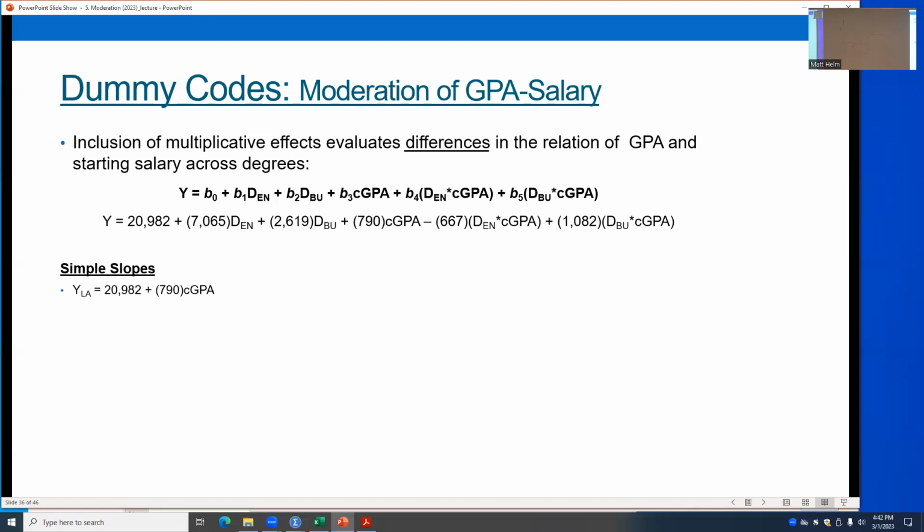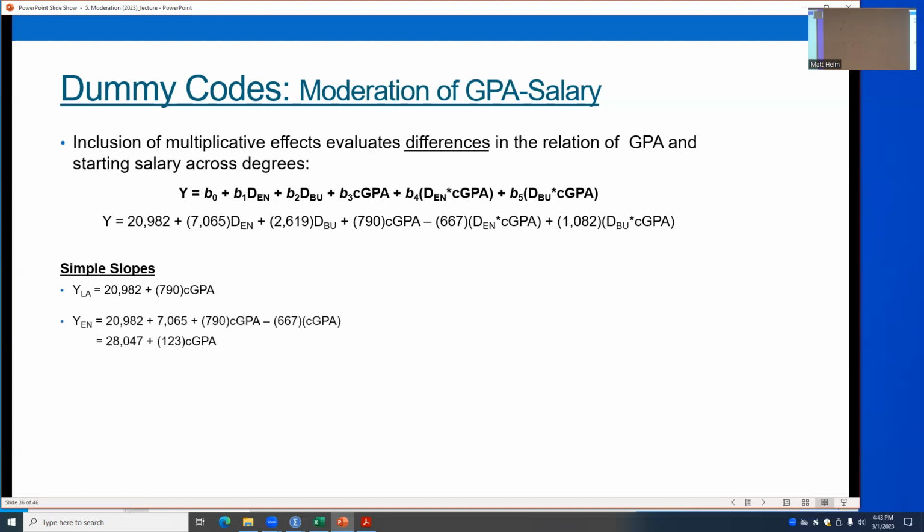Simple slopes for my liberal arts group is just 2982 times 790. Again, this is the unique effect of GPA on outcome, with everything else held constant at 0. So I've got 0, 0, which means I'm talking about liberal arts. That's 0, that's 0, all that goes away. All I'm left with is this.